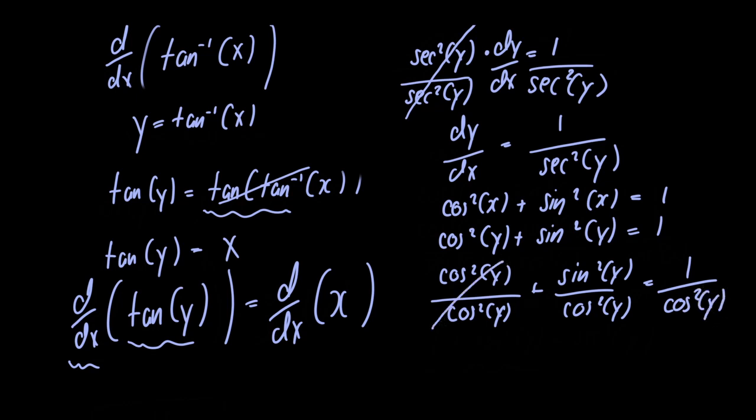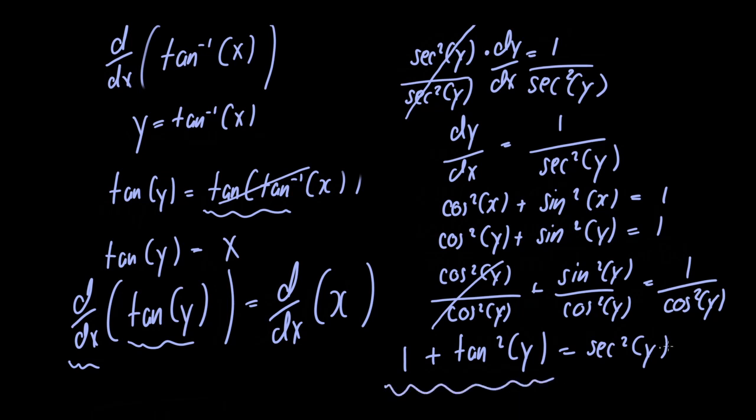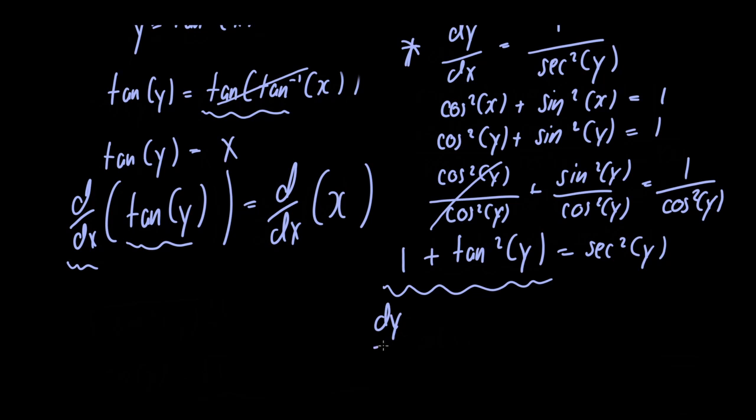So we just have 1 here, plus sine squared of y over cosine squared of y is just tangent squared of y. Now 1 over cosine squared of y is secant squared of y. And there we have something in terms of secant squared of y. So let's go ahead and substitute this value here into this equation up here. We are now going to have dy over dx equal to 1 over 1 plus tangent squared of y.